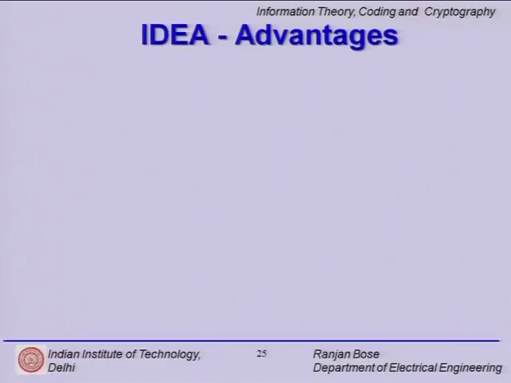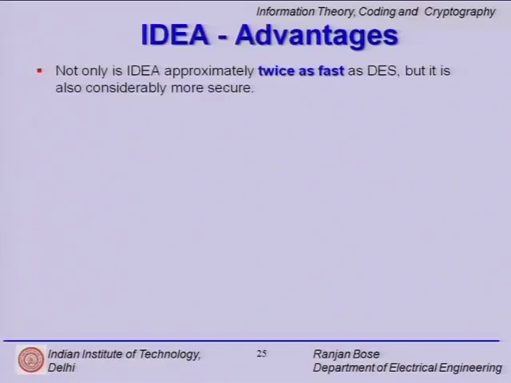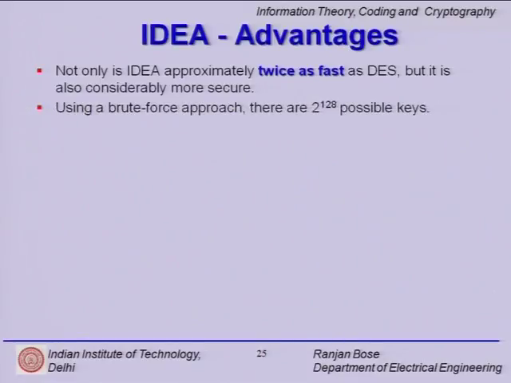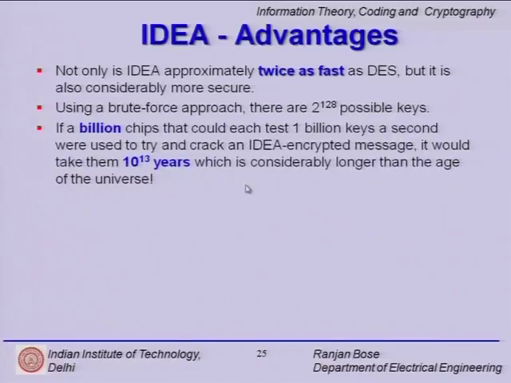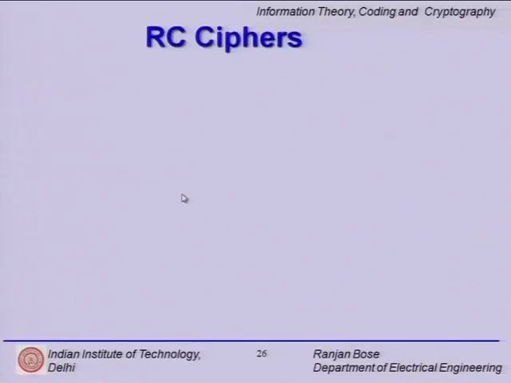Now, let us look at the advantages. First of all, it is the speed, very good for real time operations. We are comparing it with DES for classical reasons, but the point remains the same. IDEA is twice as fast as DES, but at the same time more secure. A brute force approach would require you to try all 2 raised to the power 128 possible keys, which is huge. If you look at 1 billion key attempts per second, it will take you 10 raised to the power 13 years, which is more than the age of the universe. So, it is pretty secure.